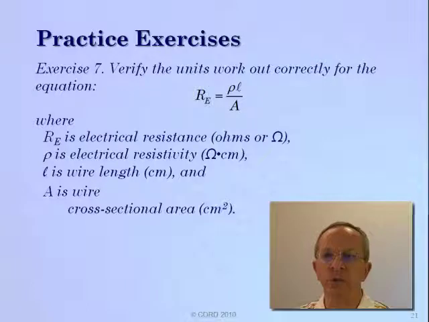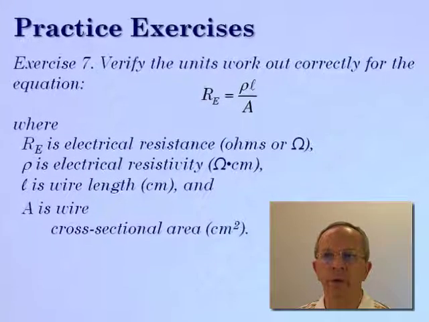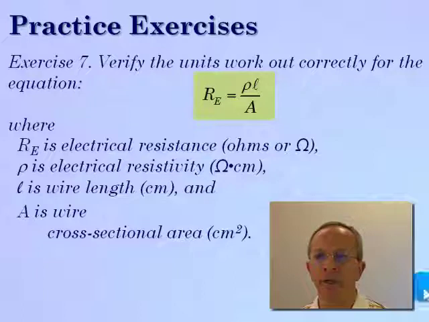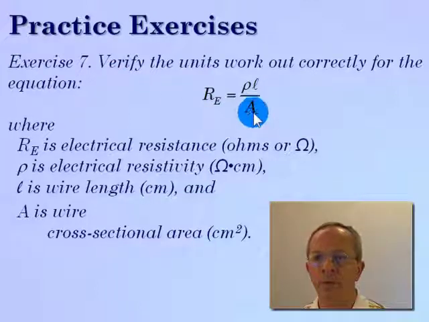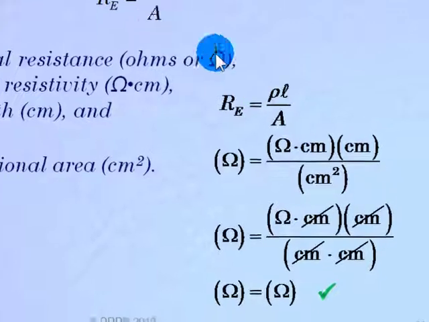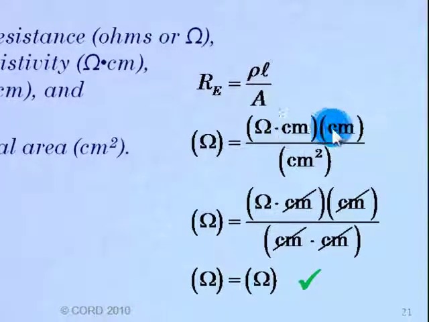Exercise 7 asks you to verify the units work out correctly for a little bit more complex equation, where the electrical resistance is equal to the electrical resistivity in ohm centimeters times the wire length in centimeters divided by the area in centimeters squared. And if you substitute in those units, you'll have centimeters canceling in the numerators and the denominators, and the result will be ohms equals ohms, so again the units will be consistent for that formula.